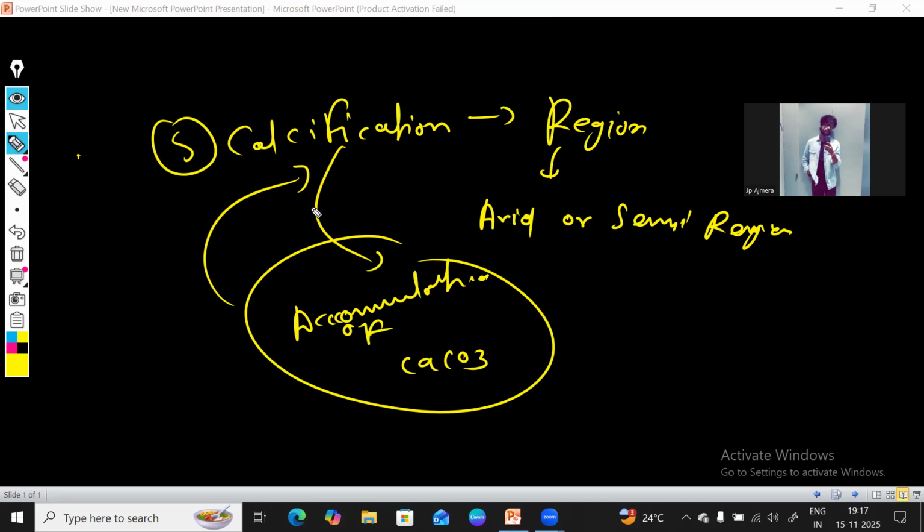Very simple. It would happen in arid or semi-arid regions. The logic is the same again: imagine calcium carbonate, and due to scarcity of water, water will eventually evaporate. The same things are working here. Or due to high pH, these things happen in the soil. Cool.